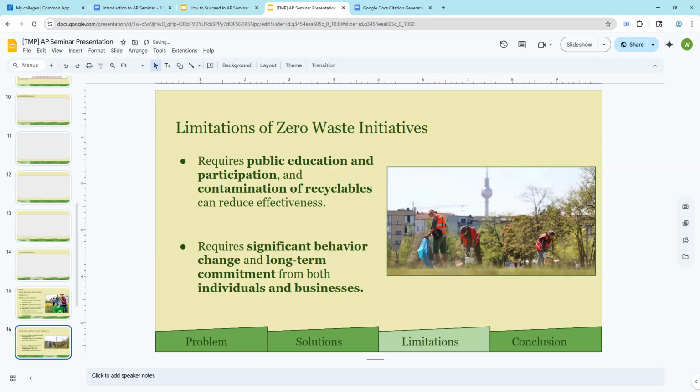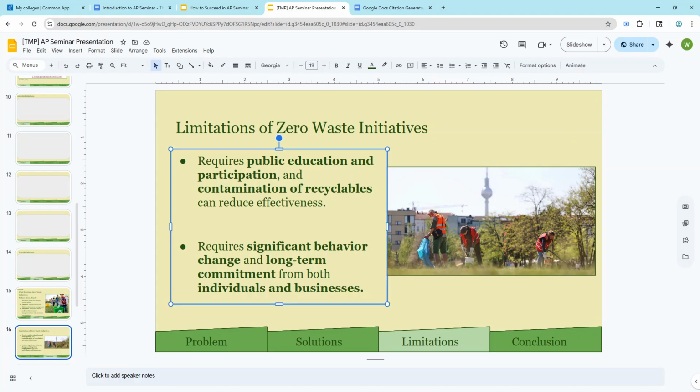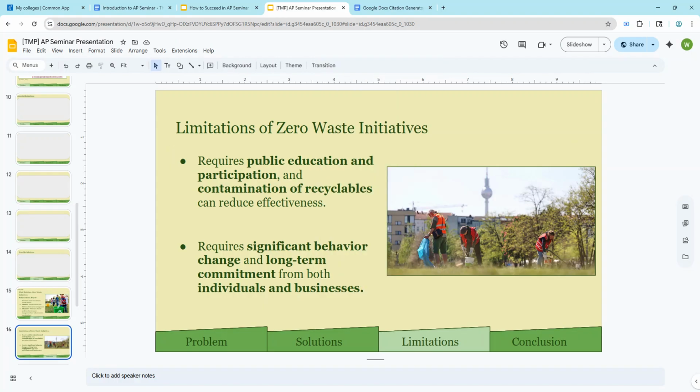But then we directly stated the limitations of zero waste initiatives: the education that's required, the commitment that's required from individuals and businesses. So, this is where we dive into stakeholders. In this case, individuals are the common people, the public, and businesses. That's another stakeholder. They can be impacted by or affect the topic. They can affect how well municipal waste management is.